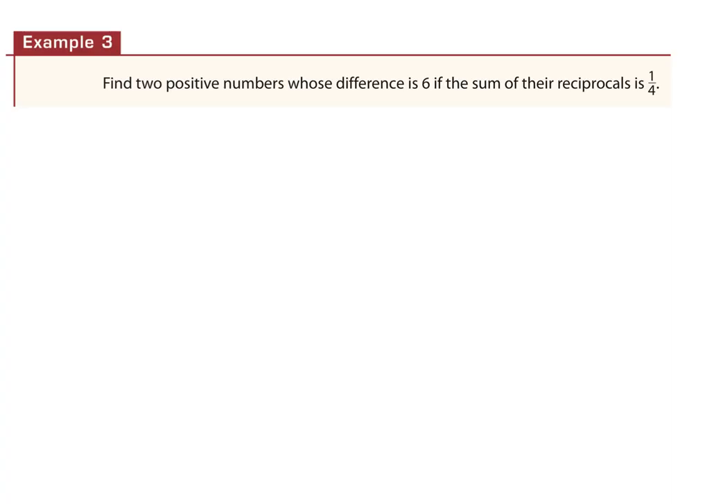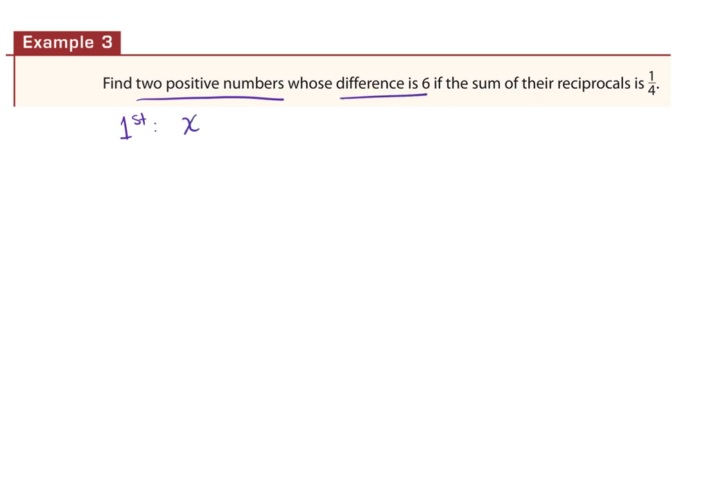Find two positive numbers whose difference is 6 and the sum of their reciprocals is 1/4. So the first thing you're going to do here is you're going to see what you don't know and set variables for them. So I have two numbers. I don't know either one of them. So I'm going to just name the first number x.